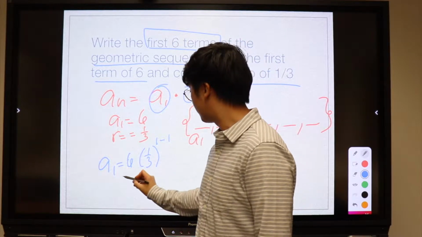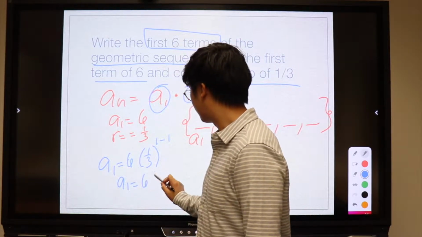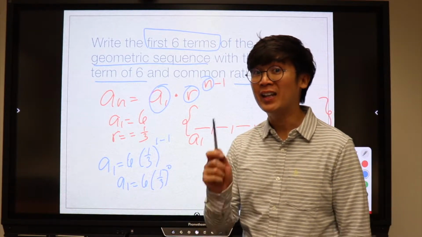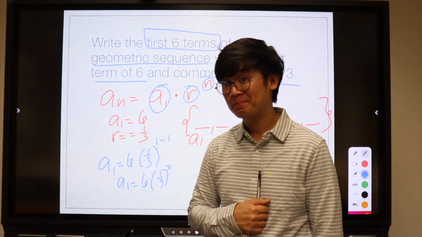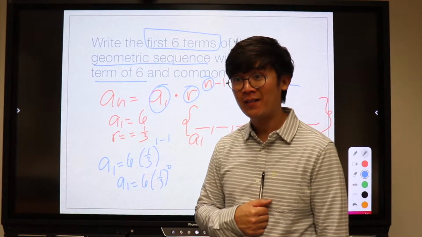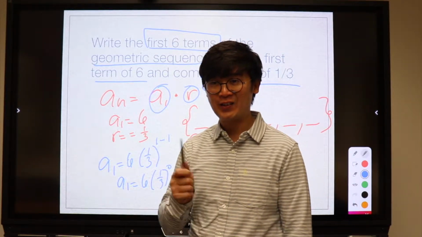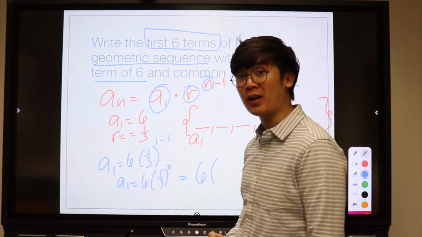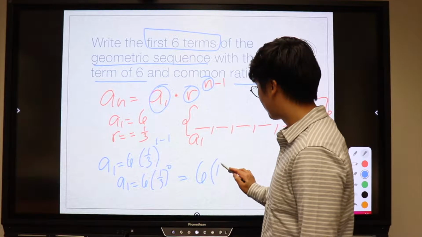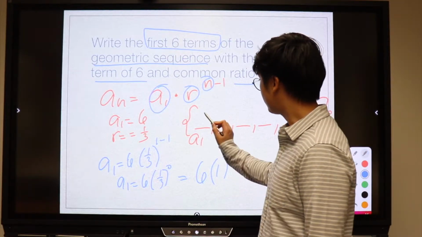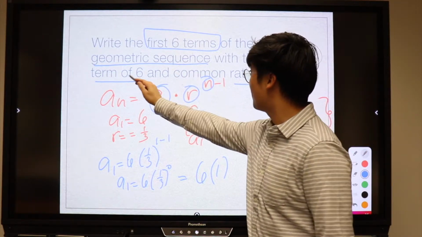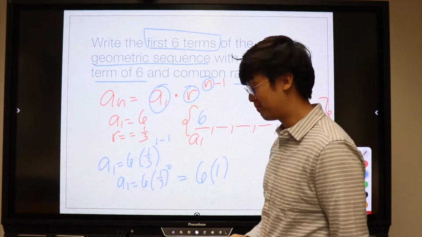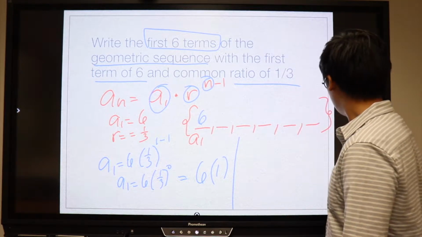What's 1 minus 1? 0. Now, what is 1/3 raised to 0? Is it 0? No, it's 1. You know your fundamentals. Good job. So 6 times what number then? 6 times 1. And what is 6 times 1? 6. That's why the first term of the sequence is 6. We just need to worry about the second term, right? So how are we going to solve for the second term?